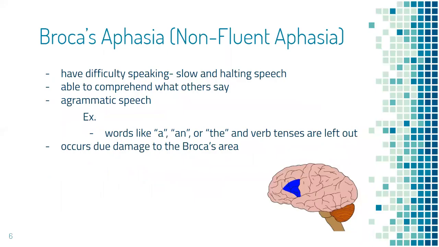People with Broca's aphasia, which is a type of non-fluent aphasia, have difficulty speaking with their speech being slow and halting, but they are able to comprehend what others say. They may have agrammatic speech, which is when function words are missing. For example, words like "a", "an", or "the", and even verb tenses are left out. This occurs due to damage to the Broca's area.